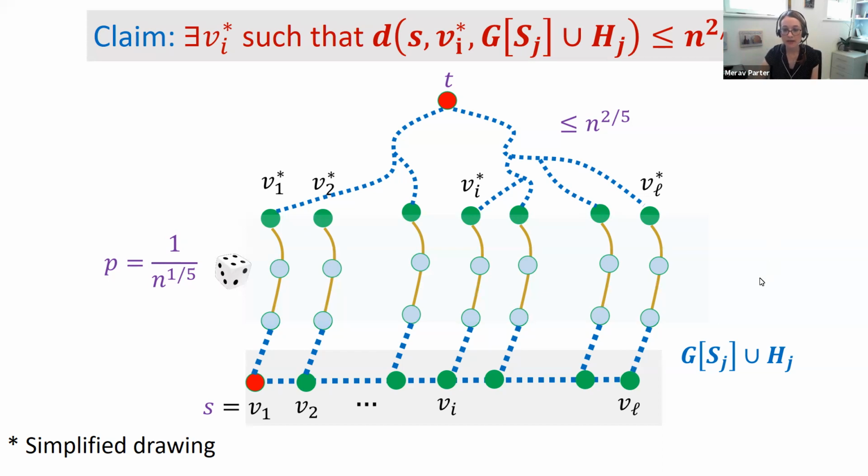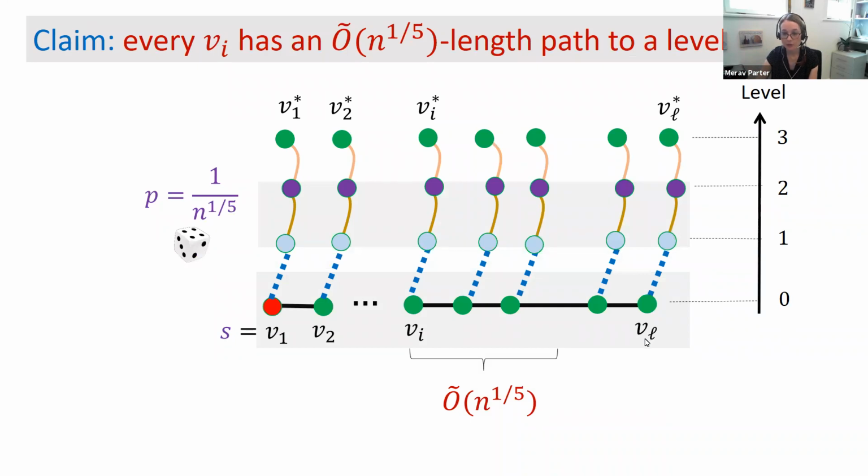Now it will be convenient to look at this collection of nodes and treat the vertices on the shortest path as level 0 nodes. The next hop on the shortest path as level 1, level 2, and level 3. And observe that all the edges connecting level 0 nodes to level 1 nodes are edges that are added to Hj with probability 1. We only apply the probabilistic coin flip to be included into Hj for the edges connecting layer 1 to 2 and layer 2 to 3.